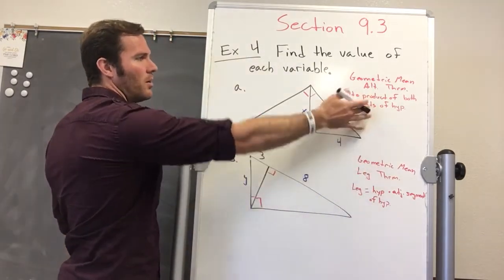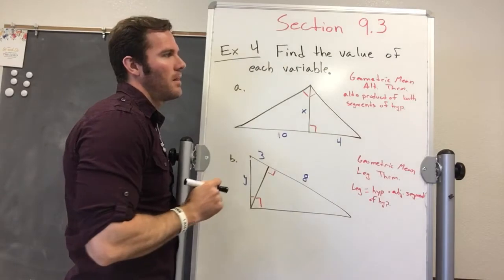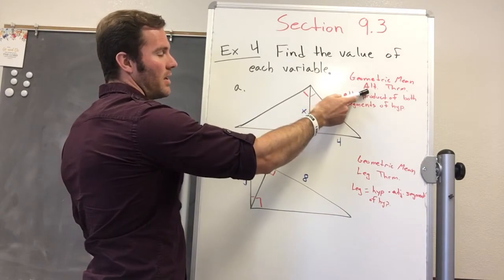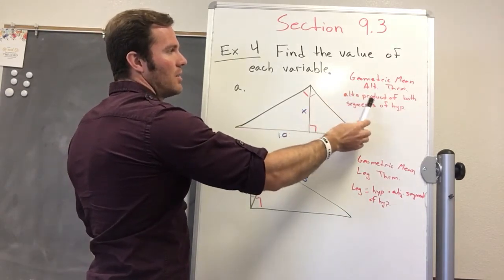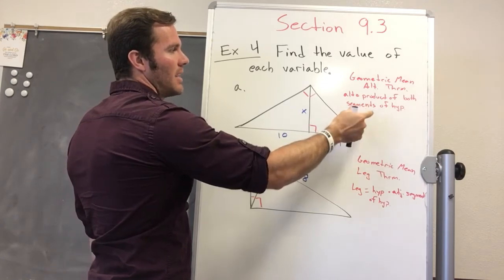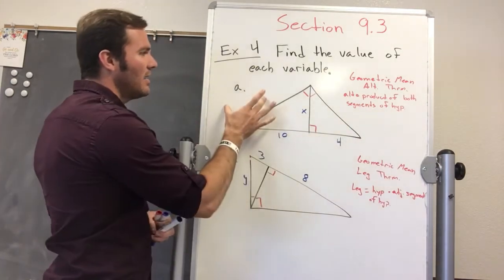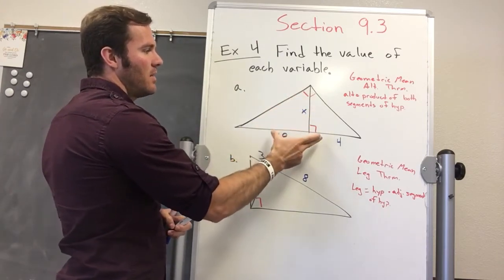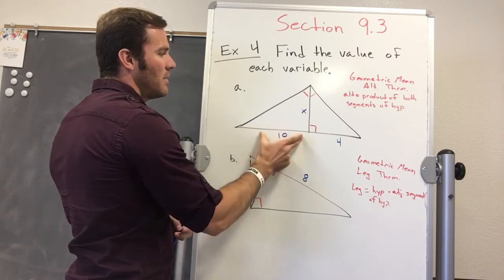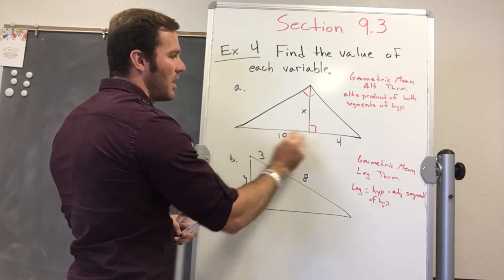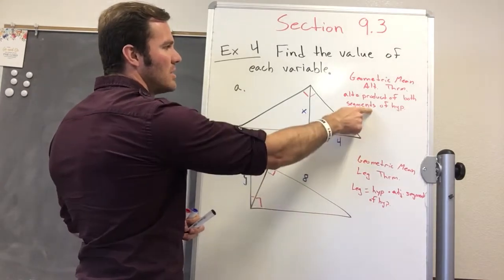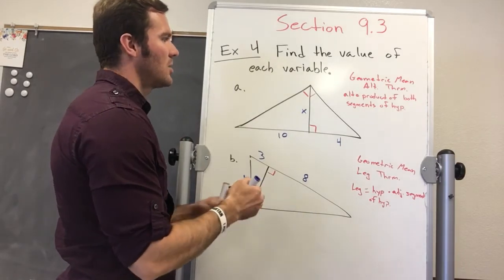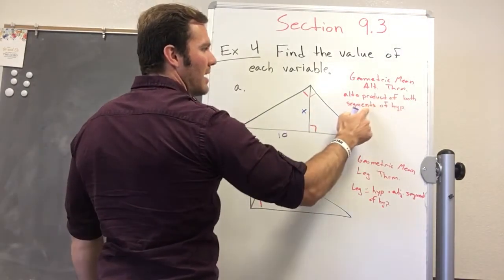And so I just wrote a short explanation of what it is in my own words. So the geometric mean altitude theorem says the altitude equals the product of both segments of the hypotenuse. So for A, x is my altitude, and I'm given the lengths of the two segments of the hypotenuse. And so I know I'm going to use this one. And the product is when you do multiplication.